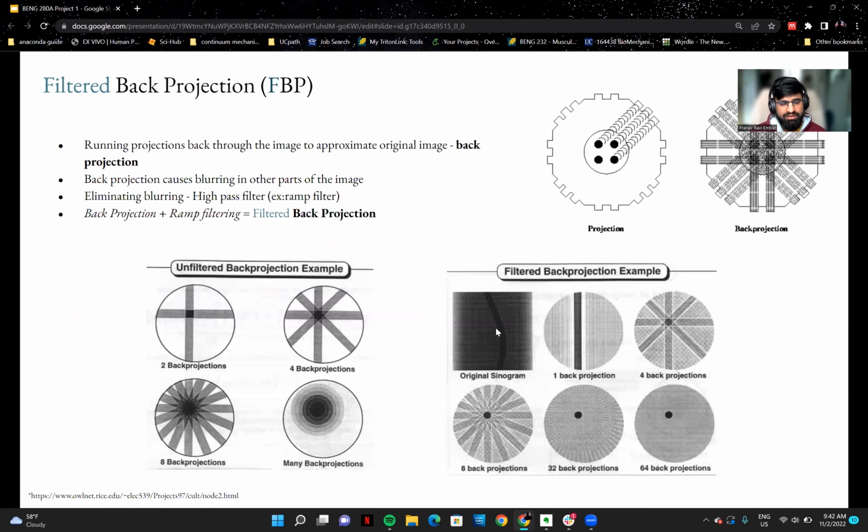So just to give you a basic summary on filtered back projection. Filtered back projection is a fast and direct method to generate CT images. It consists of two main steps, filtering the data and performing the back projection operation.